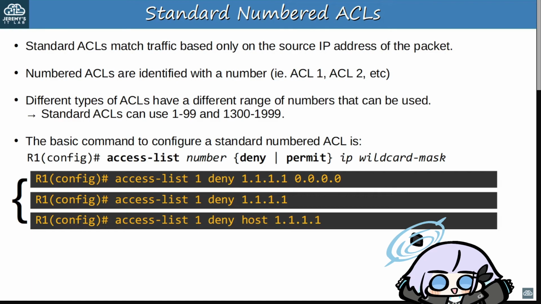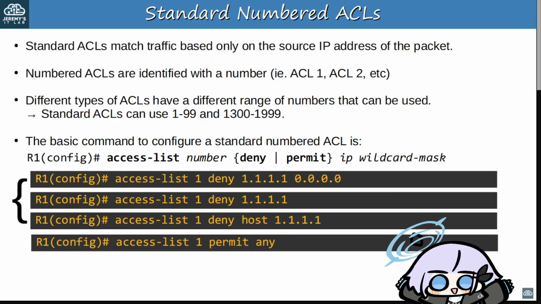Okay, so let's say we used one of those options to configure an entry in ACL 1 that blocks 1.1.1.1/32. If we leave the ACL as is, all other traffic will be blocked too, because of the implicit deny. So let's make another entry in this ACL to permit traffic. Here it is: access list 1, permit any. This tells the router to permit all traffic with any source IP.